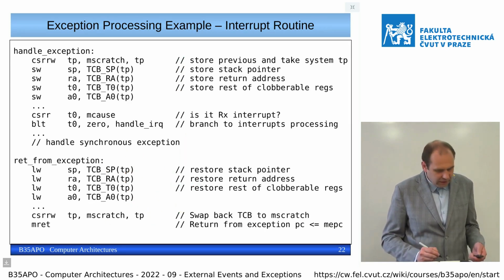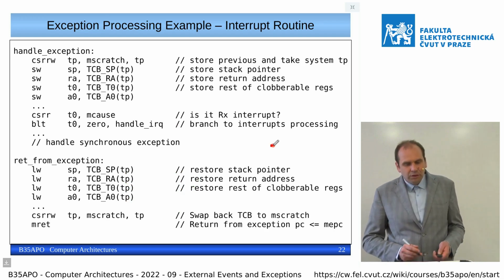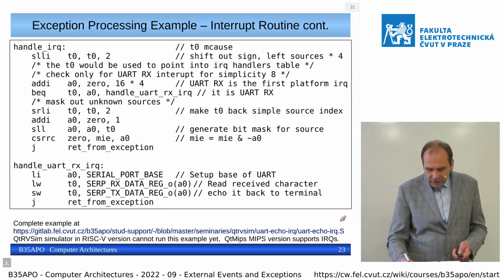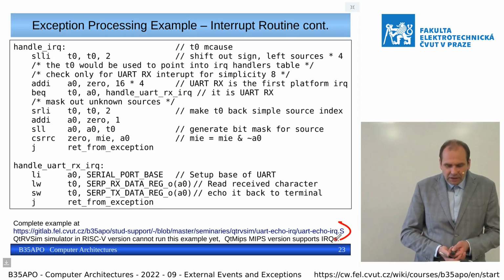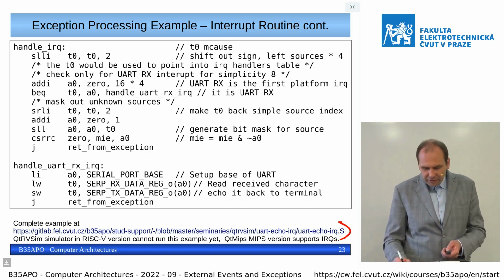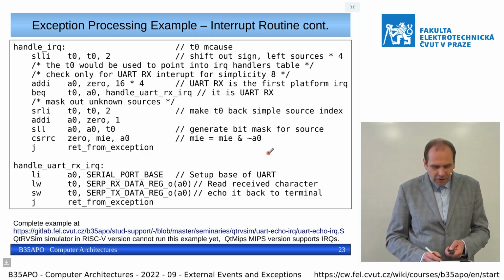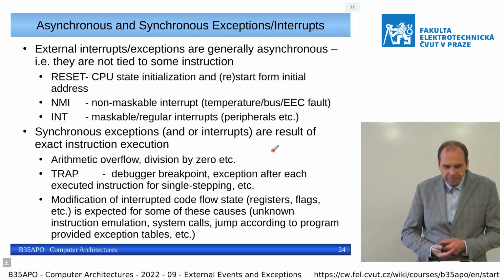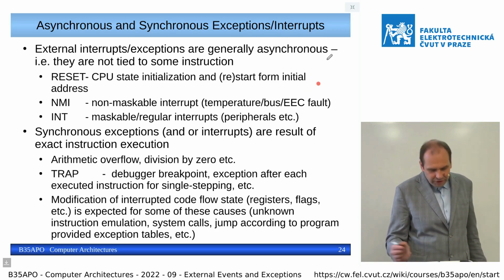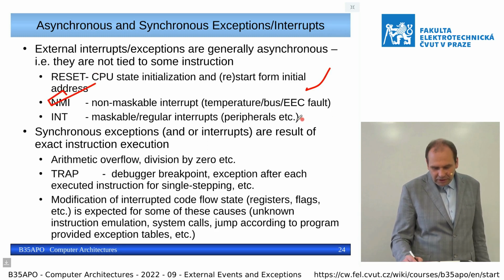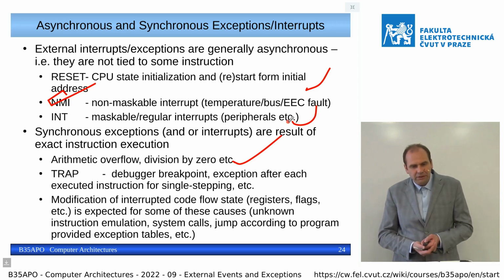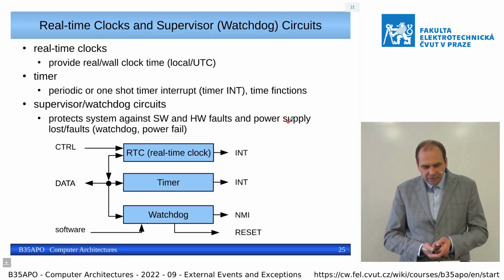So relatively easy. You do not need to remember it, but you should know a little how it works. The complete example is here for the simulator, but the exception processing is not yet fully finished in the simulator. In the next version it will be available. So those are the exceptions, and we can have reset, non-maskable interrupts, interrupts from the peripherals, synchronous exceptions, different overflow traps, and so on. On different CPUs, it can work in a different way.